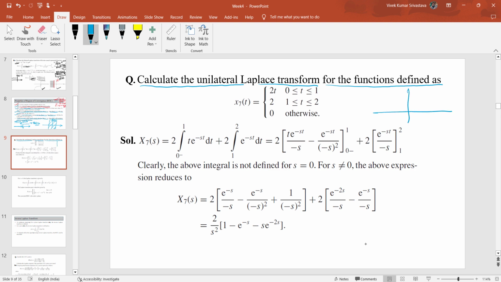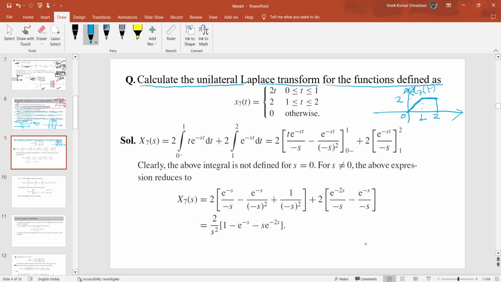Let us first plot this signal x of t. This is 0, this is 1, this will be 2, and from 1 to 2 the value of this signal is 2. Between 0 and 1 it is a triangular signal.